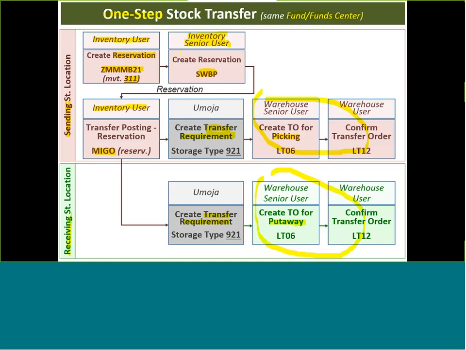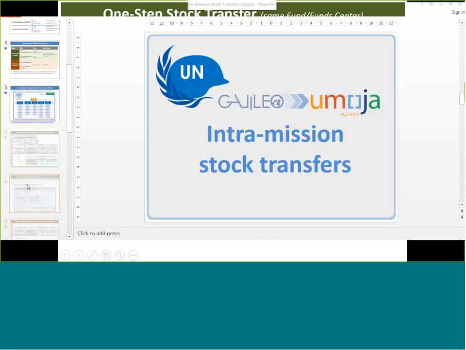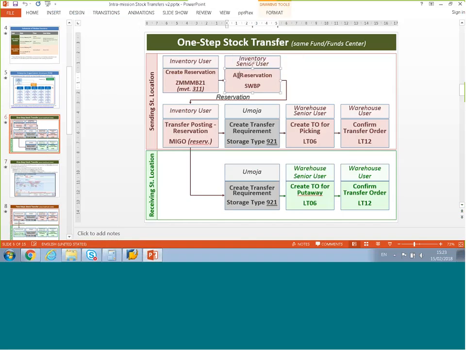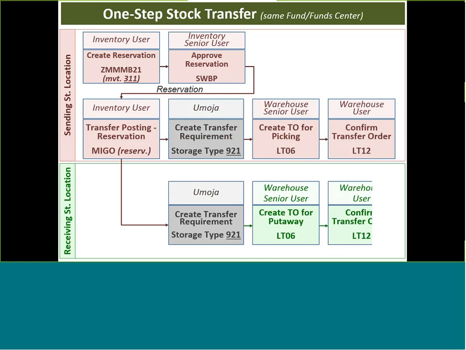Sorry, there's a mistake here. Thank you for pointing it out. This one is not create reservation, but approve the reservation. So thank you so much for letting me know. All right, so let me correct that one. Okay. All right. So this one is not create, but approve. All right. So thank you. You are completely right. So the inventory senior user is responsible for approving the reservation.